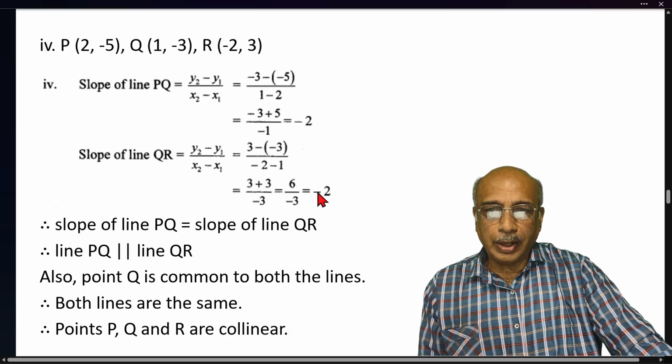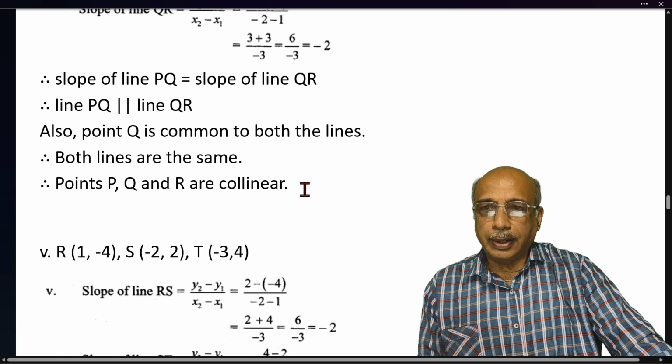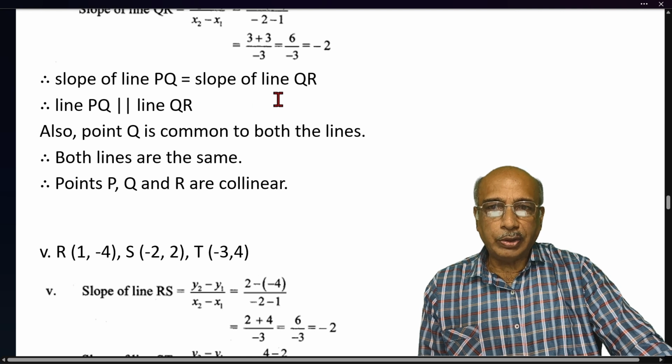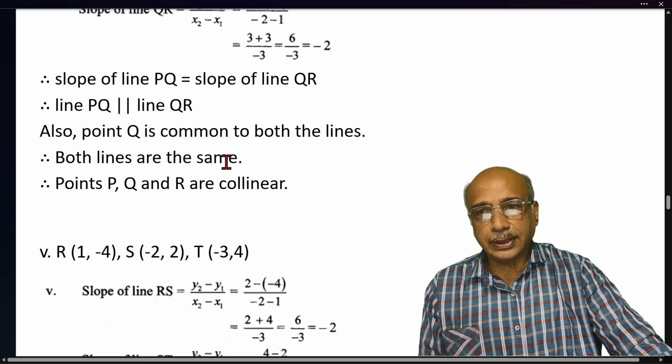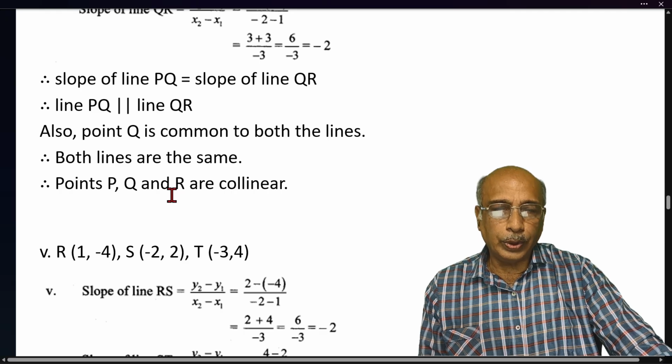in the formula. You will get, after calculation, minus 2. Therefore, the slope of line PQ equals slope of line QR. Therefore, line PQ is parallel to QR. Also, point Q is common to both the lines. Therefore, both the lines are the same. Therefore, points P, Q and R are collinear.